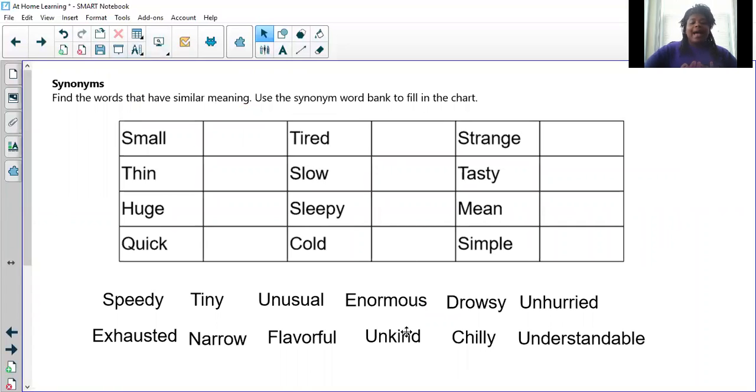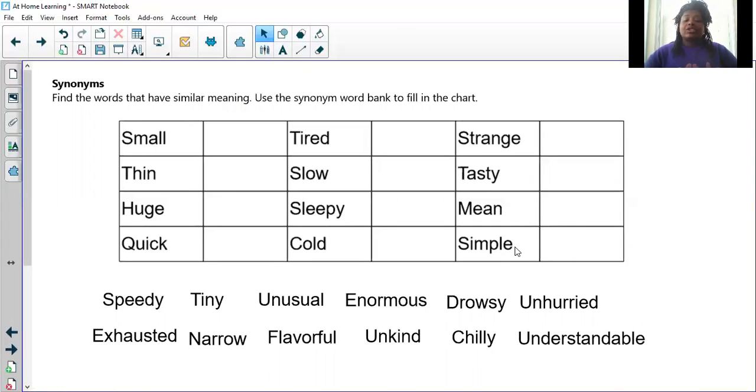So for my word bank, I have it at the bottom over here, and I'm just going to read the words in my word bank, and then I'll read the words in the chart, and then I will put them together. So the words in the word bank are speedy, tiny, unusual, enormous, drowsy, unhurried, exhausted, narrow, flavorful, unkind, chilly, and understandable. Now, for the words that are in the chart: small, thin, huge, quick, tired, slow, sleepy, cold, strange, tasty, mean, simple. I like to read them and overview them.